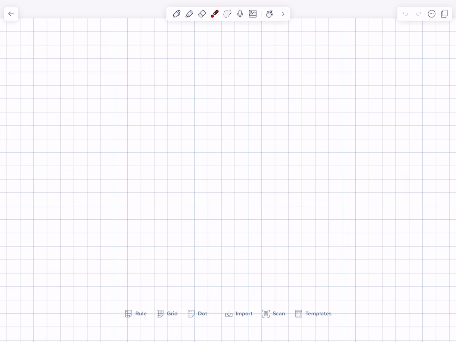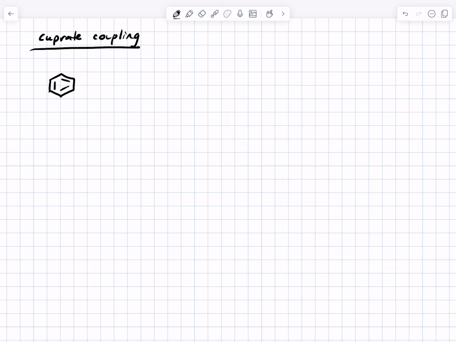I want to introduce transition metal chemistry with a cute little reaction called cuprate coupling. And it involves a reagent that you've seen before. You saw cuprates in chapter 13 of this class, where you learned that cuprates will add to acid chlorides to give ketones without going on to the alcohol. And you learned that cuprates will also add to the beta carbon of an alpha-beta unsaturated carbonyl compound.